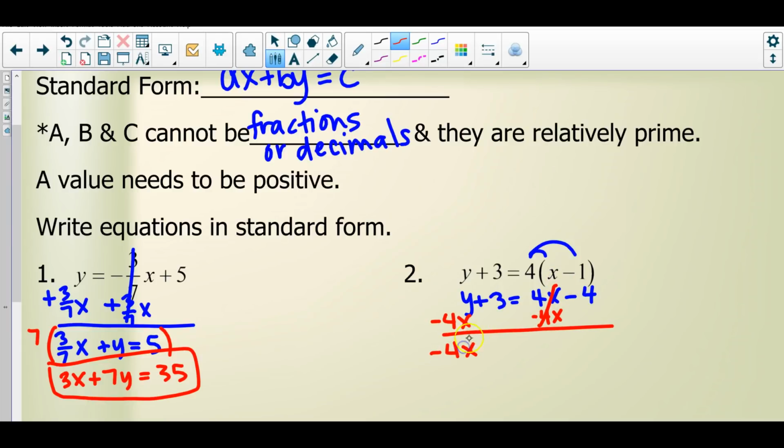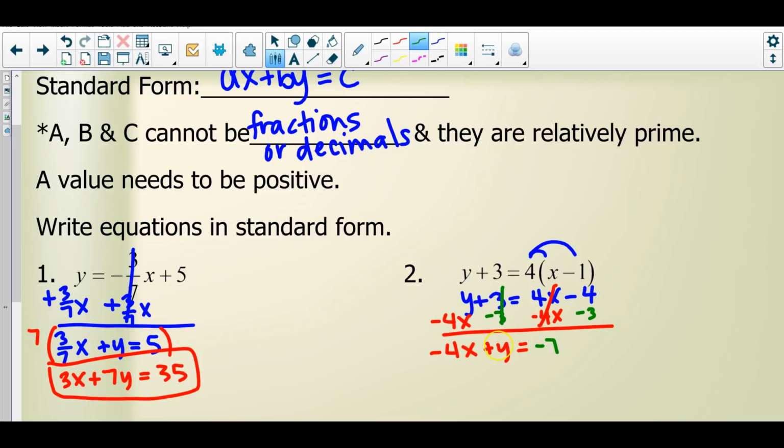I have a negative 4x. I'm going to write that out front. There's my positive y. And I know that 3 is a constant, so I'm going to need to move it to the right. So since it's a positive 3, I would subtract it. Negative 4 minus 3 is negative 7. And if you wanted to write that down in 2 steps, you could.